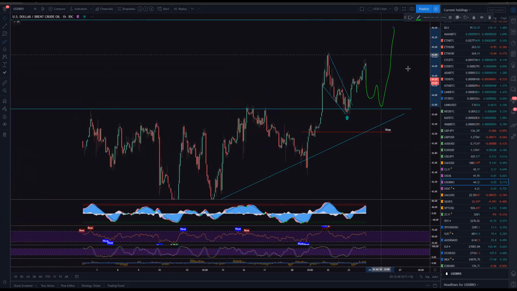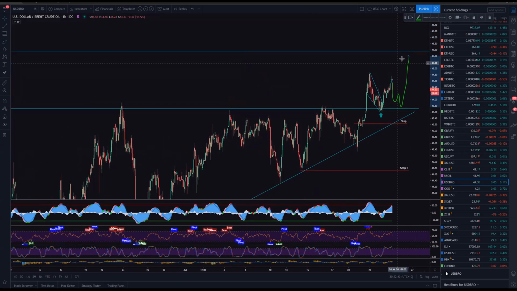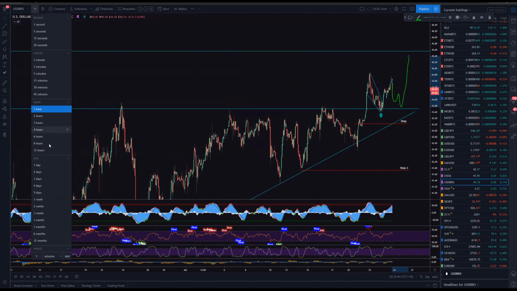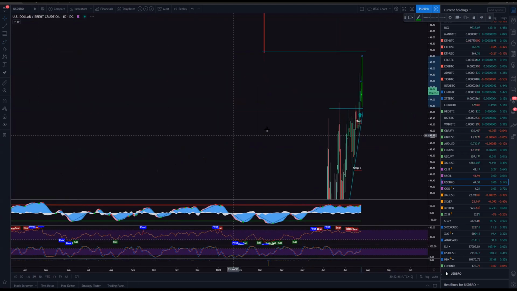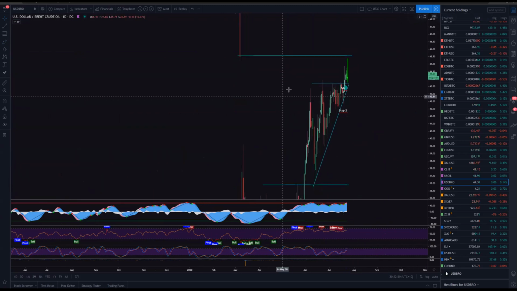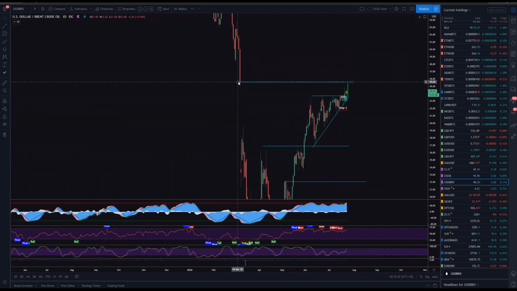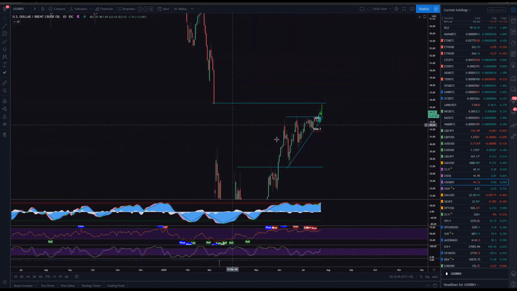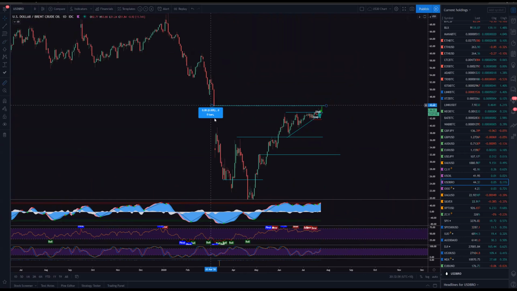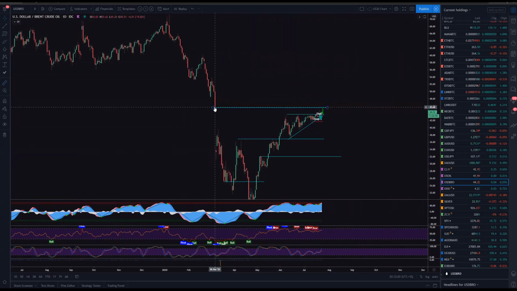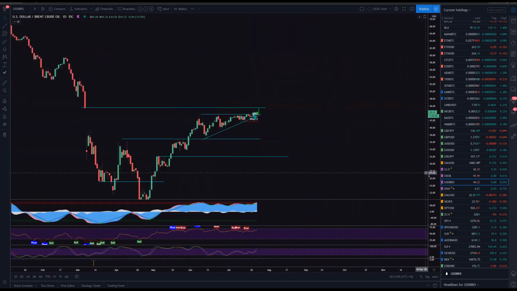Might test support one more time before we move up to close the gap here, because this gap at 45.50 was from when we had that huge breakdown one weekend, where it closed here and then opened 40-50% lower and just absolutely nuked. So that's been open since the 6th of March, and we're expecting that to close.